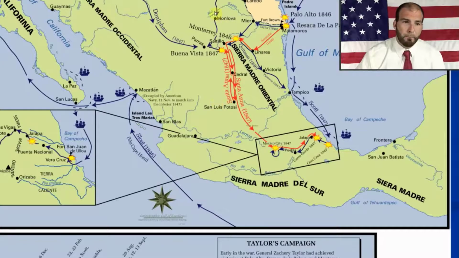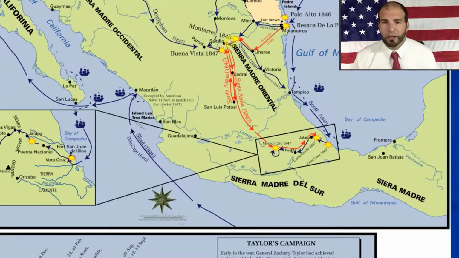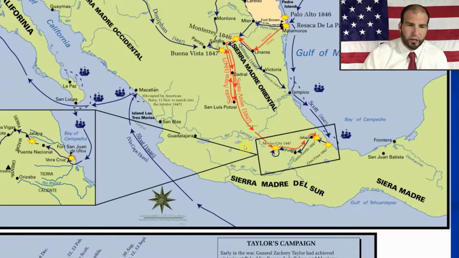Zachary Taylor marches down through Mexico and just wrecks shop. Our military is vastly superior. I mean, just absolutely ridiculously superior. We march all the way down here. We get to Mexico, wipe out the Mexican army. We capture Santa Anna, all right? We hold a gun to his head, and we're going to force him to sign the treaty that's going to officially end this war.